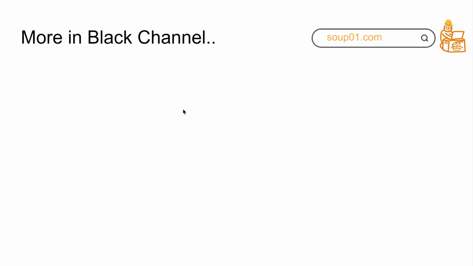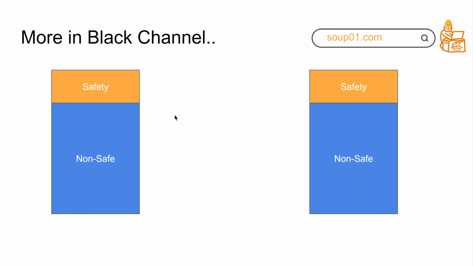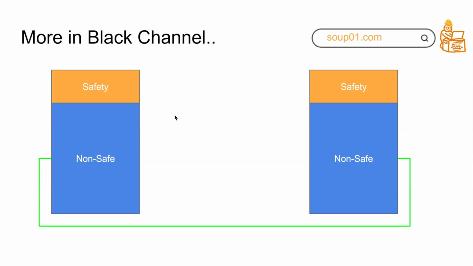Now let's go a little deeper into the black channel. Here on the left-hand side you have two devices. The left-hand side is a sender, the right-hand side is a receiver. The orange part is the safety part, and the blue is the non-safety part. They use the black channel to send the data from the sender to the receiver.